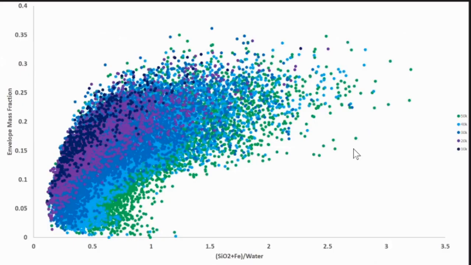There. This is color coded, but it's the same idea. It's the rock to water ratio as a function of envelope mass fraction. The darker points are the lower temperature points, and the green points are the higher temperatures. And you can see you can get values up to 3 or so. So it's really dependent on the moment of inertia that you choose to fit. It's easy to get models with a rock to water ratio of 2.